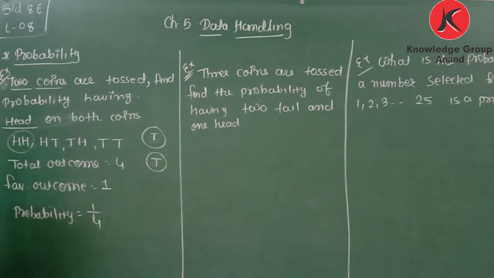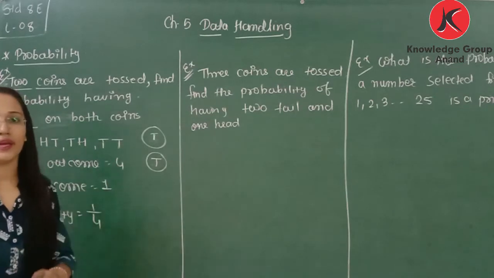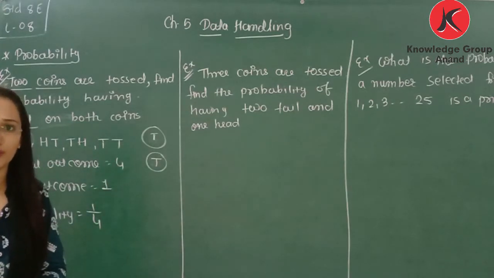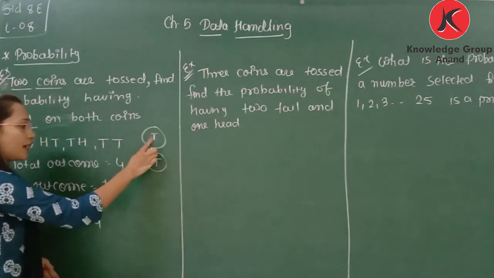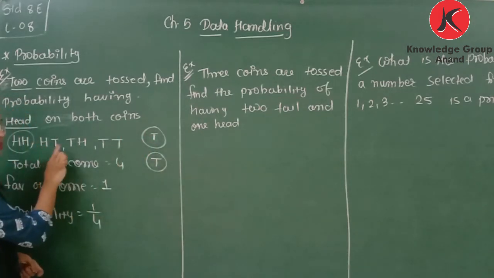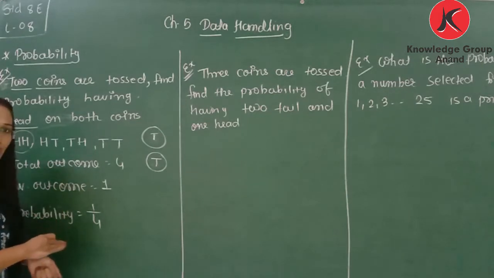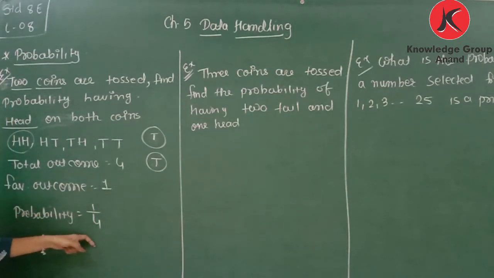If the question is about the probability of having head and tail on both coins, so it is probability here head and tail, or here tail and head. So there are 2 outcomes, so it will be 2 by 4. Depending on the question, you need to find the total outcome and favorable outcome, and from that you can find the probability.